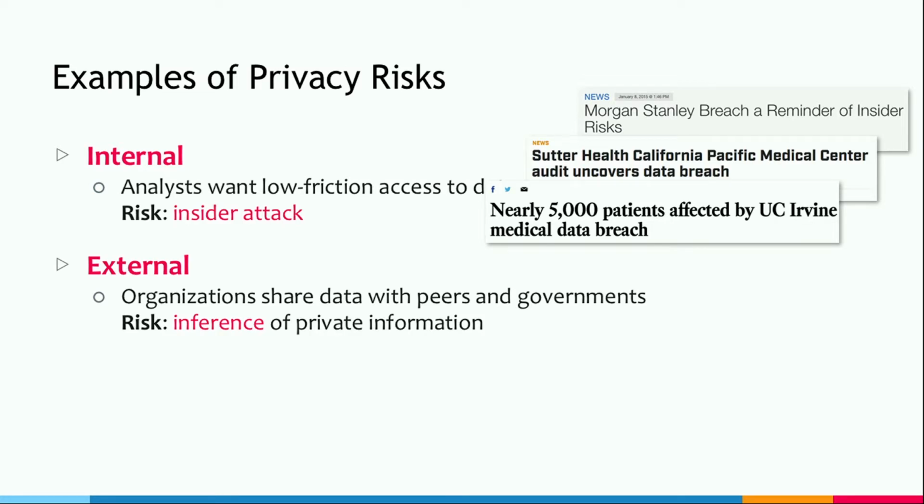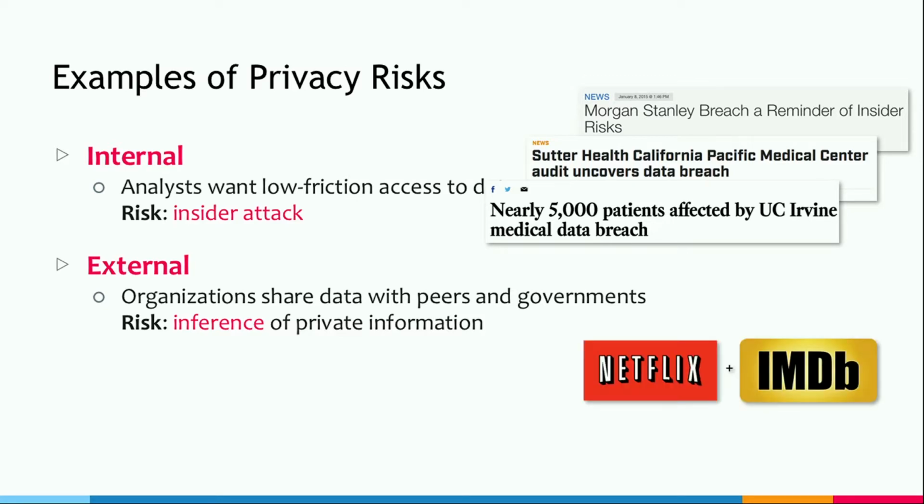Another category is external risks, in which organizations are sharing data, either with other organizations or with governments or the public. And the risk here is that organizations may be sharing more than they intended. So it may be possible to go from data that seems to be safe back to identities of people in that data set. And I'll talk about an example of this in the Netflix Prize in just a minute.